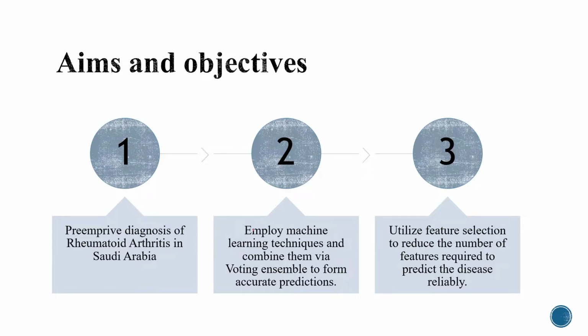We also want to look into the employment of machine learning techniques, and then their combination. We want to employ machine learning techniques and combine them via a voting ensemble, to see what we can get from an ensemble. We also try to utilize feature selection to reduce the number of features, even though there's still a need to do more in terms of the feature selection.